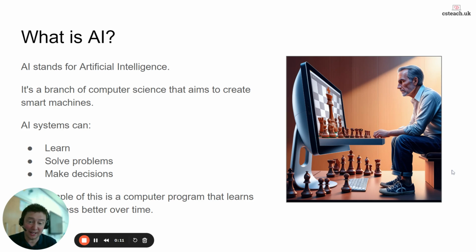But what is AI? AI, if you don't know already, stands for artificial intelligence, and it's a branch of computer science that aims to create smart machines. Now, these machines are just like any normal computer system, but it can learn, it can solve problems, and ultimately make decisions. If you want to think about an example of this, think about a computer program that plays chess.